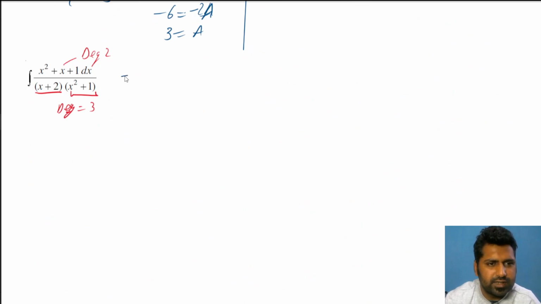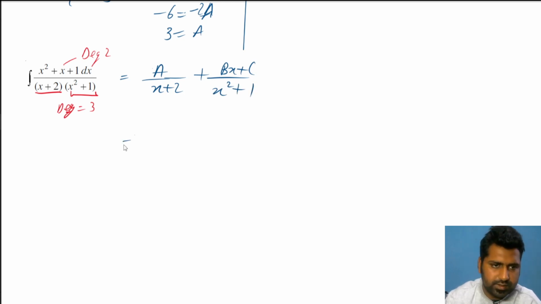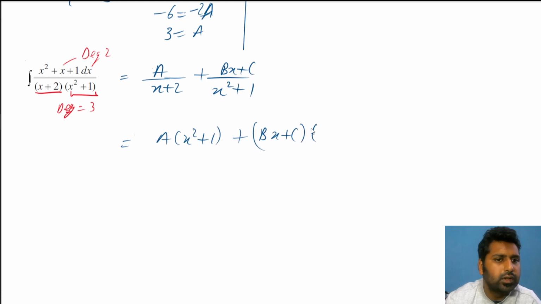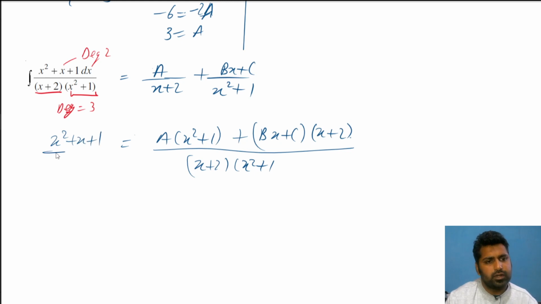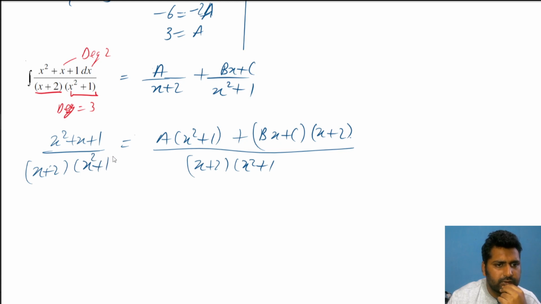Rest all the partial fractions are very straightforward. It's just that this one is a upon x plus 2 plus bx plus c upon the quadratic x square plus 1. Now you have to find A, B, C. So let's solve. A into x square plus 1 plus bx plus c into x plus 2, upon the same x plus 2 into x square plus 1, here it is x square plus x plus 1 upon x plus 2 into x square plus 1.